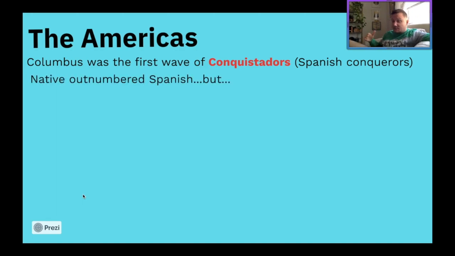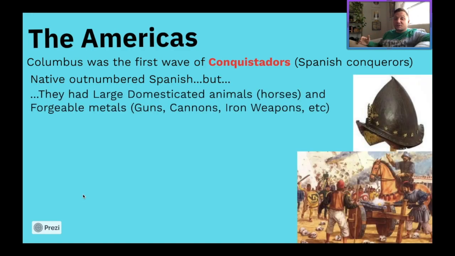Because that is going to be their main prerogative in this story: they are there to conquer, conquest, and take over. The natives outnumber the Spanish heavily. There are millions of natives to the thousands of conquistadors, but you have to understand that there are two things that Europeans had that are going to dramatically affect their ability to take over native societies easily, right? The two things they have are, one, large domesticated animals, and two, forgeable metals.